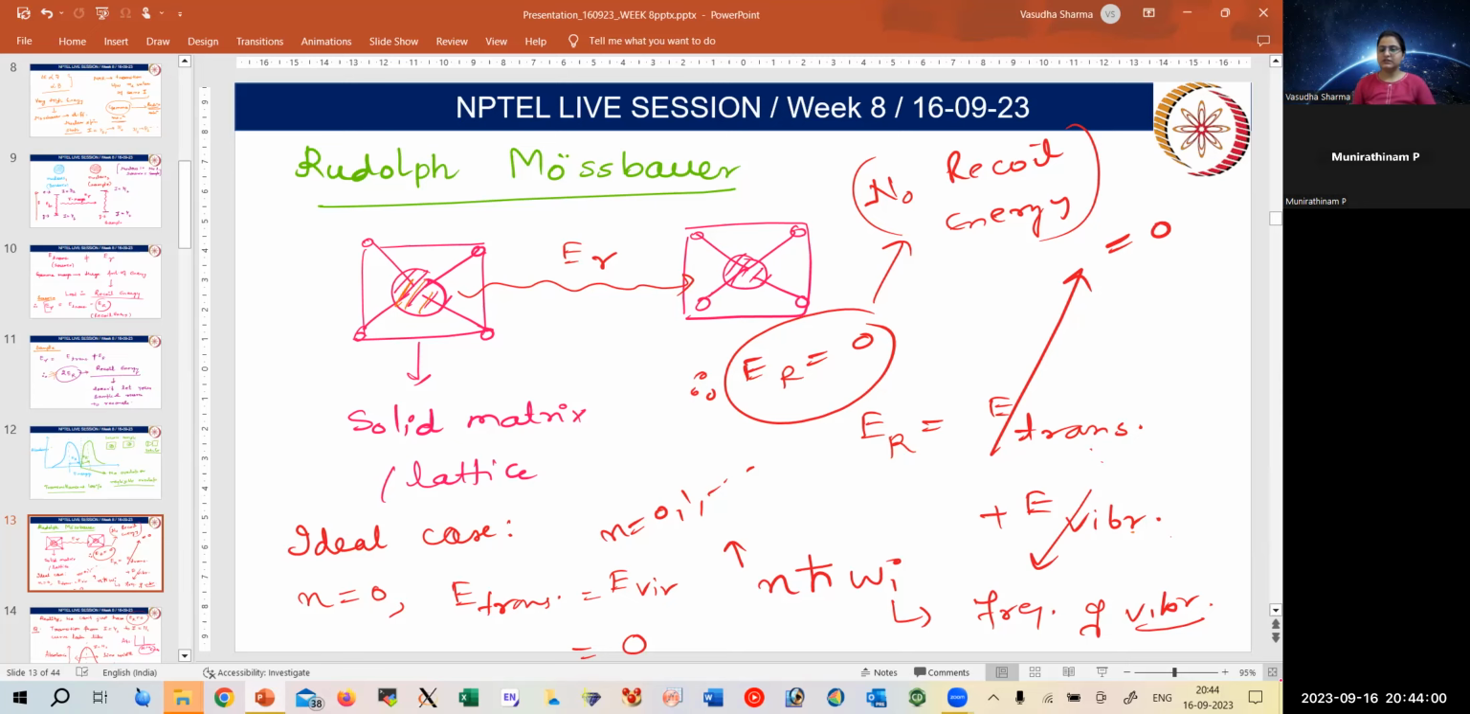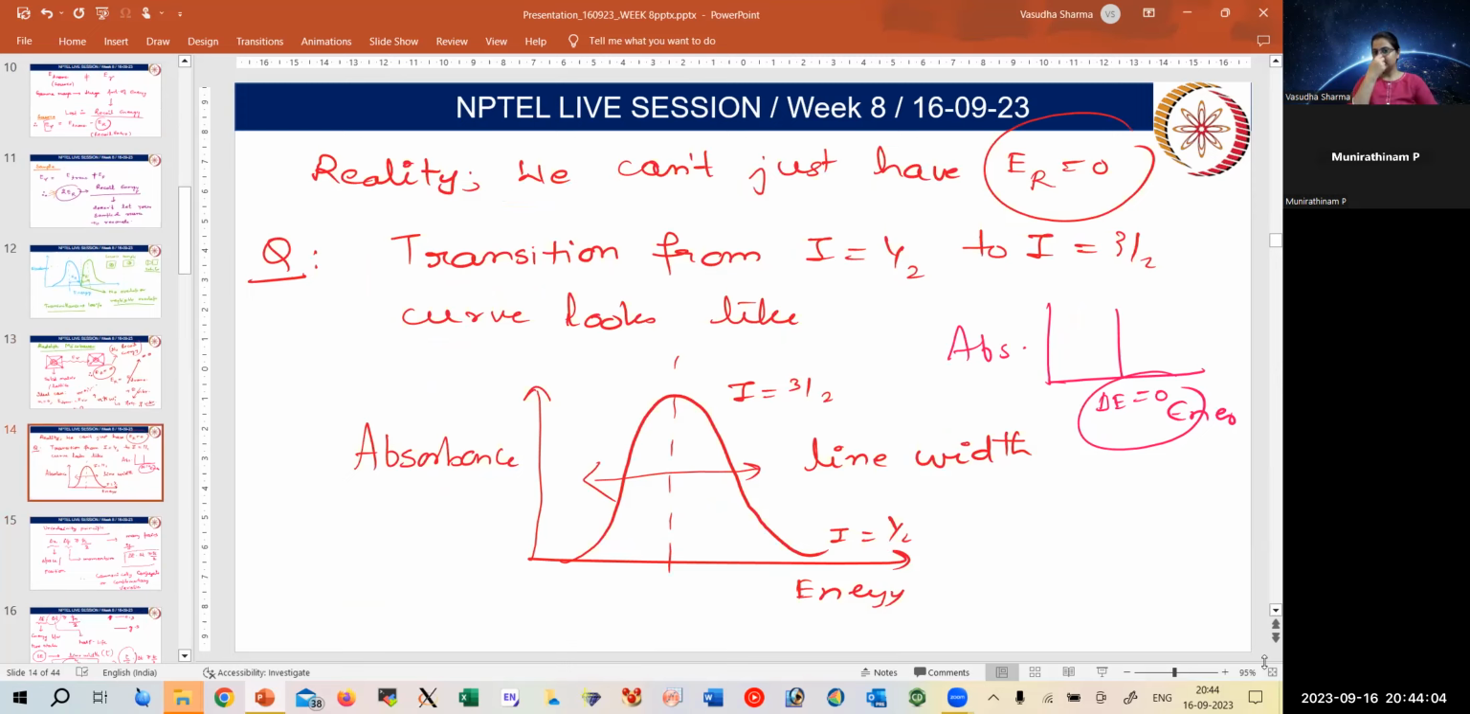E translational plus E vibrational. So we had this condition. Now, even if we have the absorbance, the source and sample are now being fixed in a solid matrix, so there won't be any translational motion.